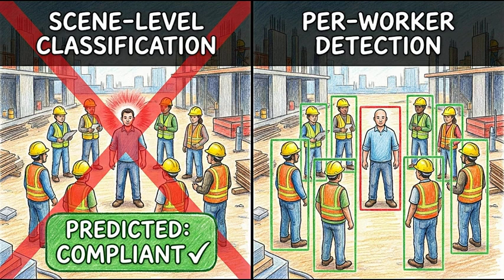The most natural approach to this problem is image classification. Label each image as compliant or non-compliant based on what you see. But this approach has a fatal flaw. In a single image containing 10 workers, 9 wearing helmets and 1 not, a scene-level classifier will predict compliant. The violation is invisible. The alarm never sounds.